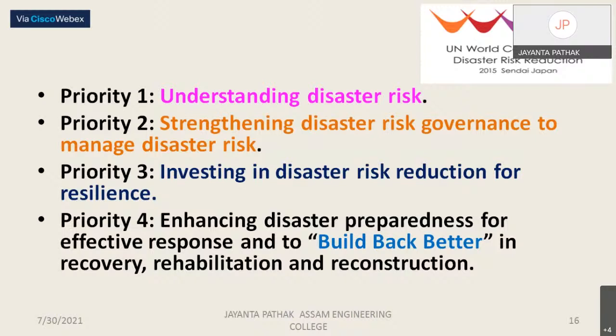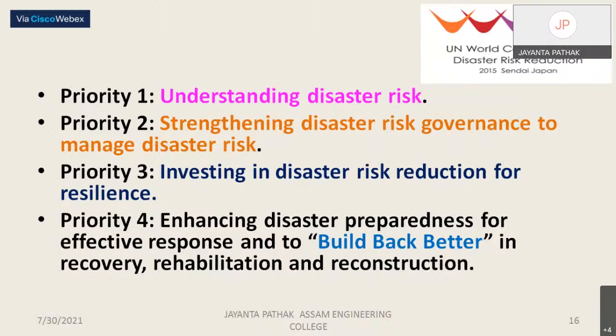Priority 3 is investing in disaster risk reduction for resilience. So we need to do whatever is needed. One example that I'm going to show you in the next probably 10 minutes is what we are trying to do here with the Government of Assam. And of course, priority 4 is build back better, where we are trying to see if we can actually retrofit some of the built environment so that if they are vulnerable, we reduce their vulnerability by retrofitting.